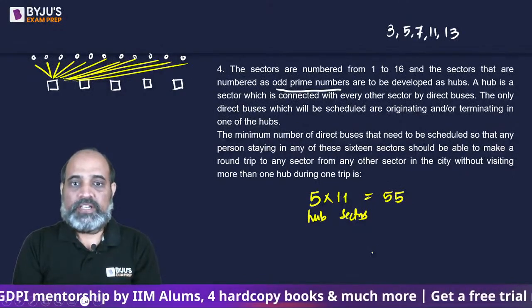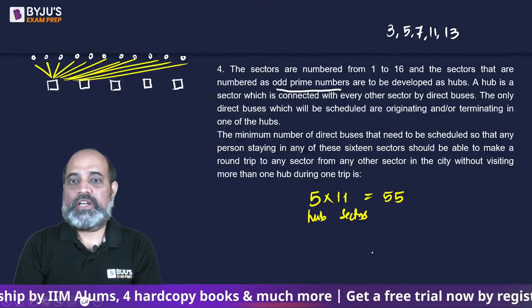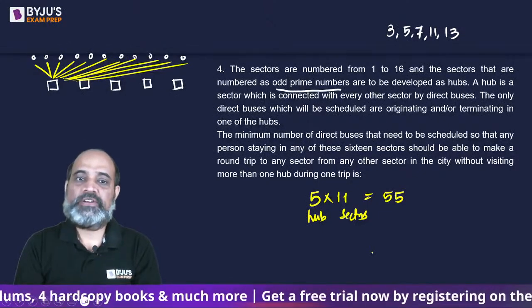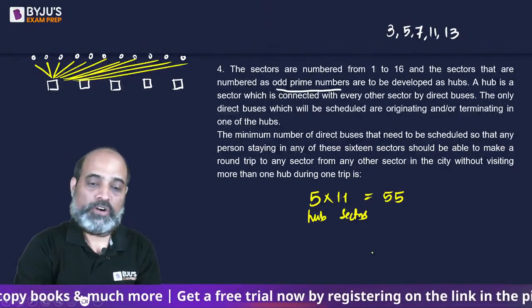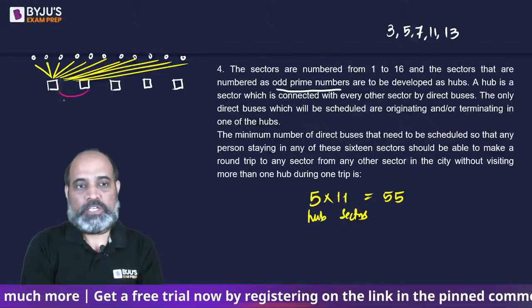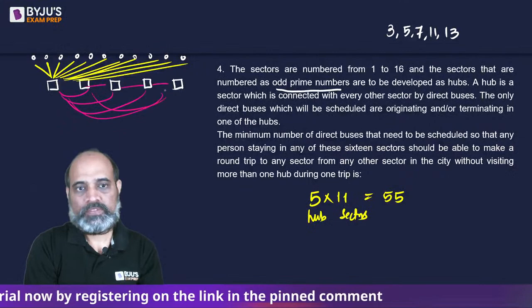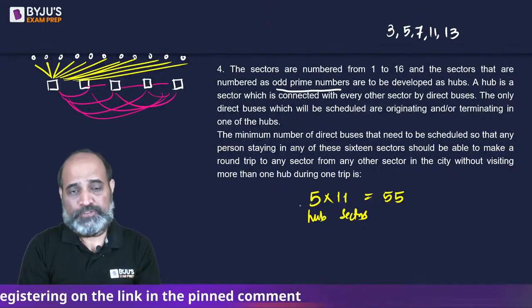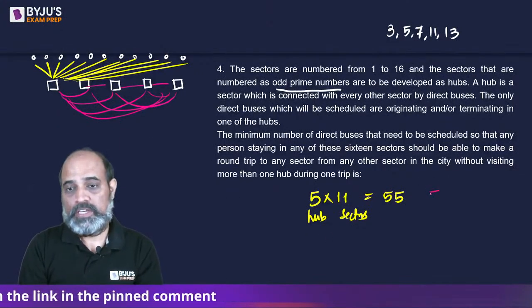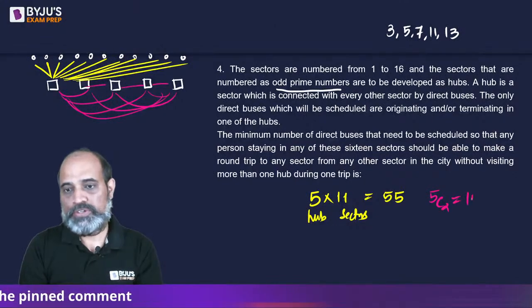Now, the only direct buses which will be scheduled are originating and/or terminating in one of the hubs. So among the hubs, इनके बीच में भी होगा, right? So how many will we have among the hubs? We will have 5C2, which is going to give us 10. So this is between hubs themselves.